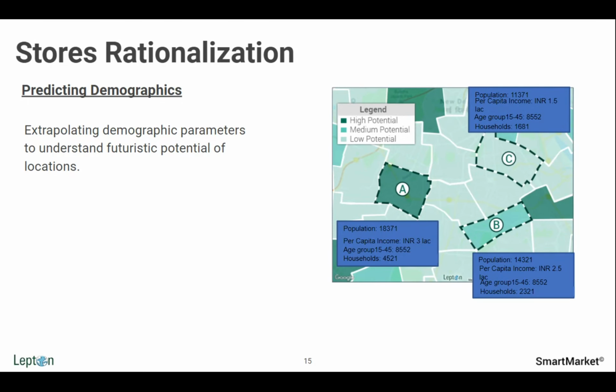Let's say I'm a business enterprise which is looking to open a new store about a year from now. If I can get to know the futuristic trends for population and affluence, I can be assured that whatever decision I'm going to take is going to be a scientific decision, and I can be relaxed about making that decision.